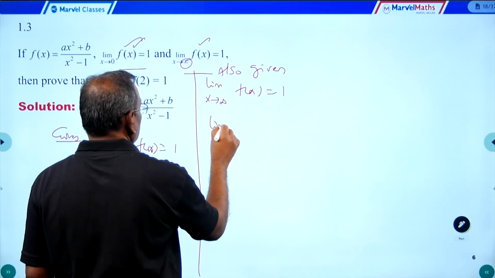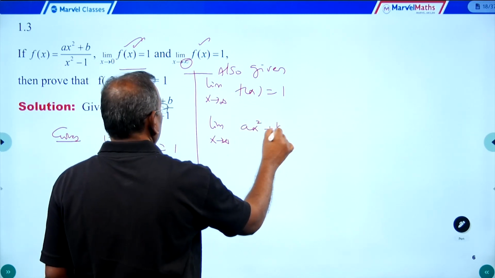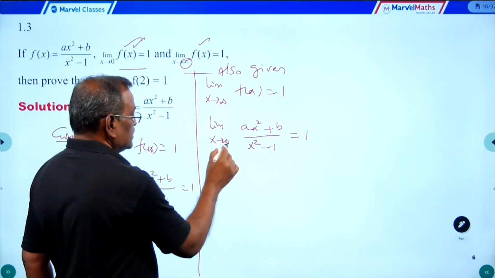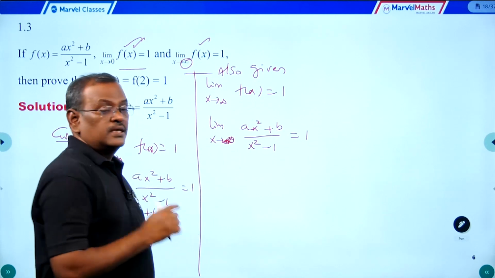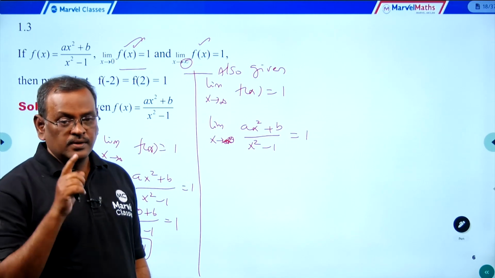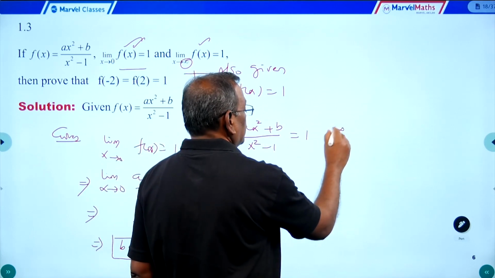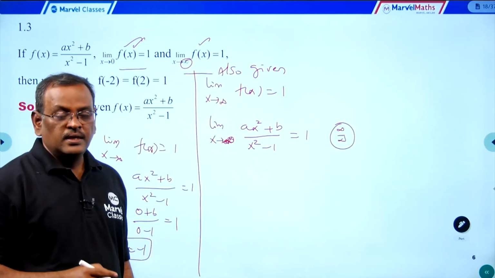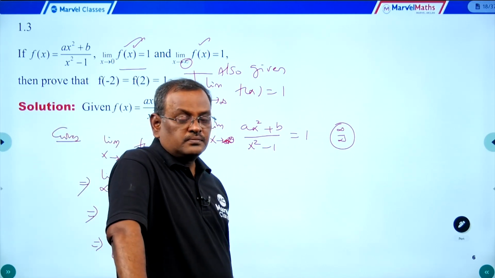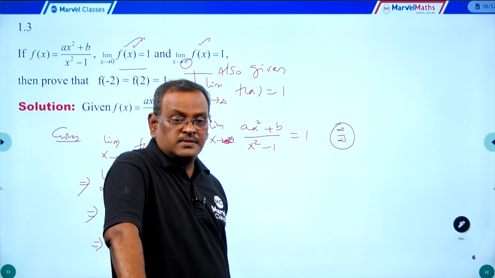So limit x approaches infinity of (ax square plus b) by (x square minus 1) equals 1. Again, this is a special case because the limit is not a finite value, it is an infinite value. Whenever the input value is infinite, the working rule is different. You can't directly substitute. If you directly substitute, it becomes infinity by infinity form. For that we have to apply one special condition, that is taking the highest power of x from both the numerator as well as the denominator.